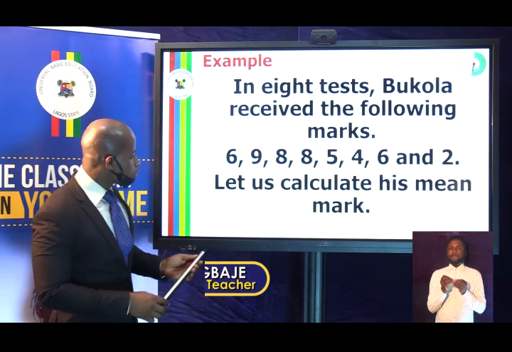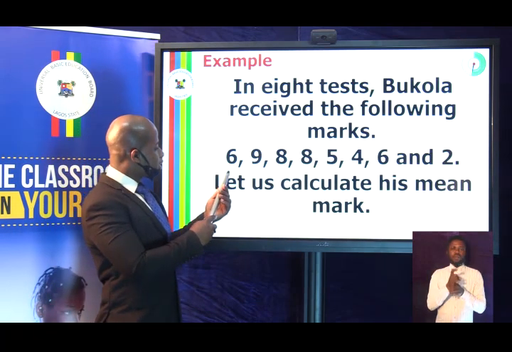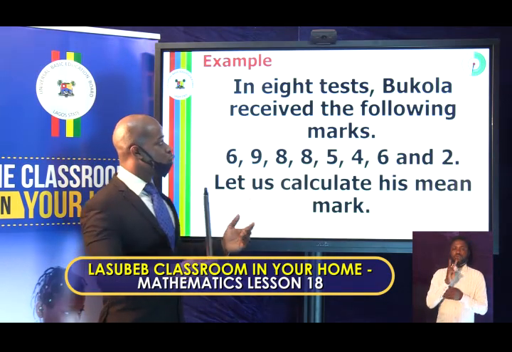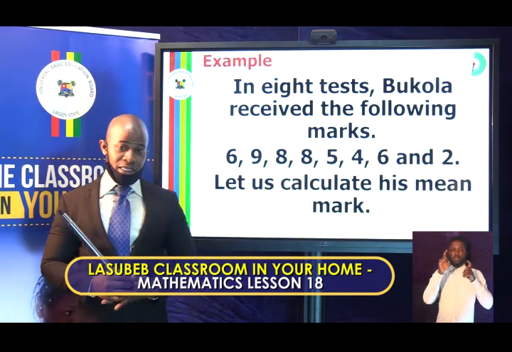So Bukola gets 6, 9, 8, 8, 5, 4, 6, and 2 in all the 8 tests.